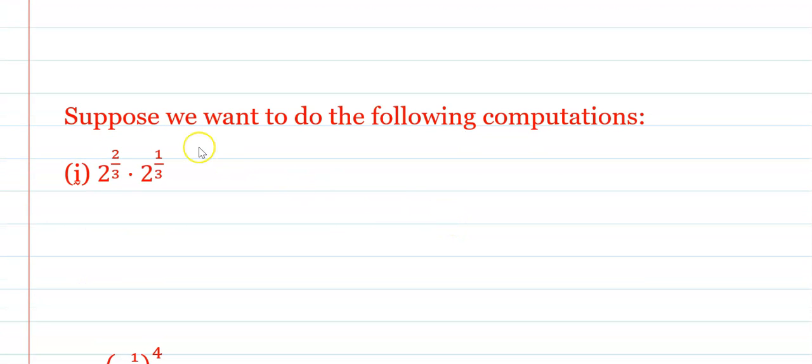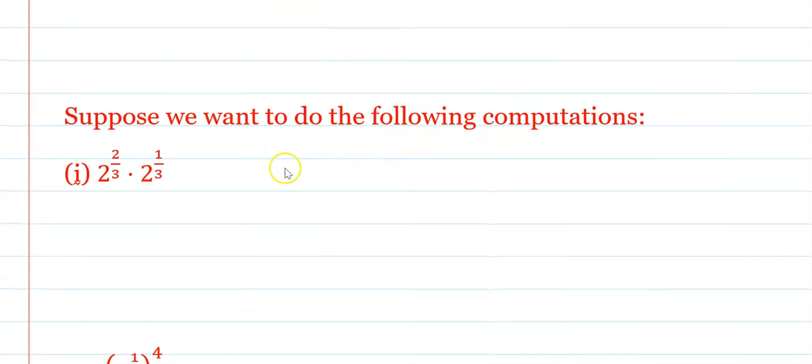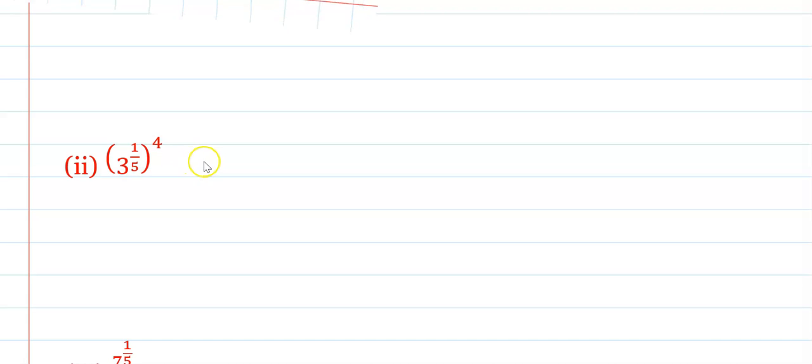Okay. Suppose we want to do the following computation, then how to do it? By using the same rule, that is 2 raised to 2 by 3 into 2 raised to 1 upon 3. Then again this can be written as 2 raised to 2 by 3, this is the fraction, plus 1 upon 3. Both of them have the same base, we can add it, and that's equals to 2 plus 1, that is 3 upon 3, that is equals to 2. This is one.